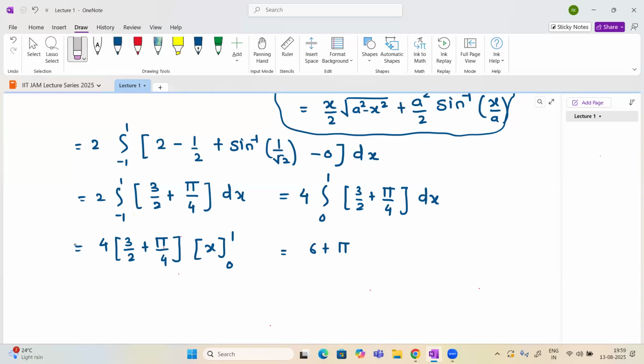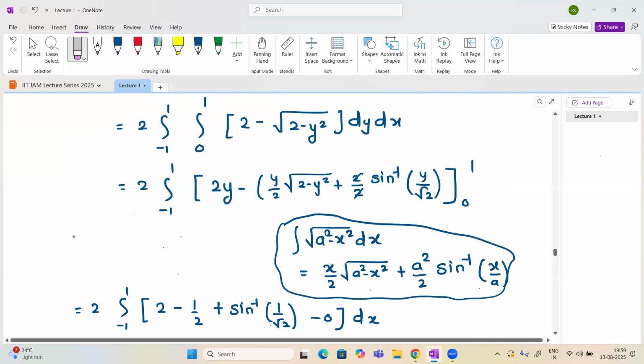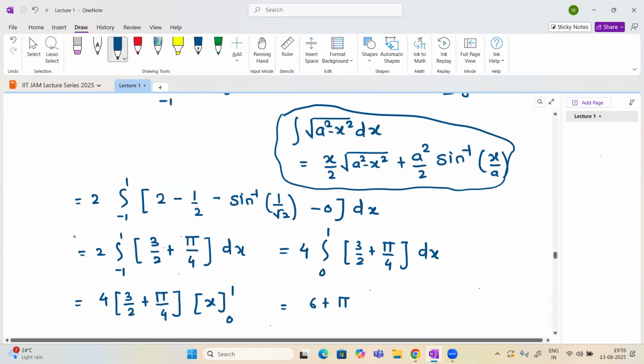Sir, won't it be minus, like 3 by 2 minus pi by 4? Let me check the sign. Yeah, there was a minus sign outside, no? So the sign will be minus here. Right. So it will be minus here, and here also it will be minus.